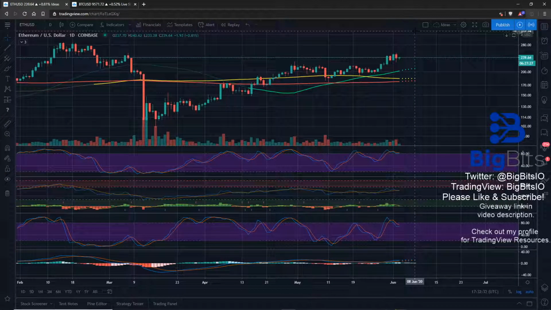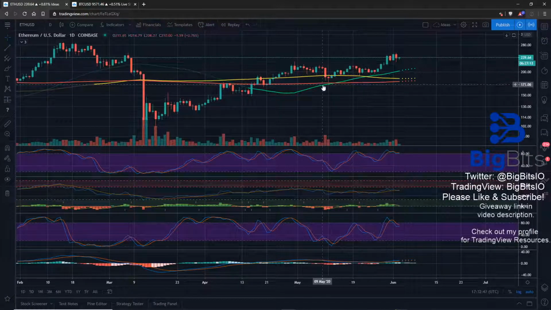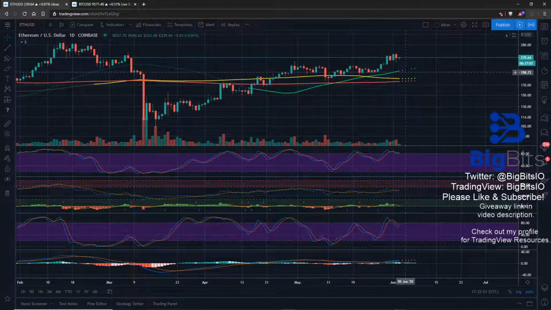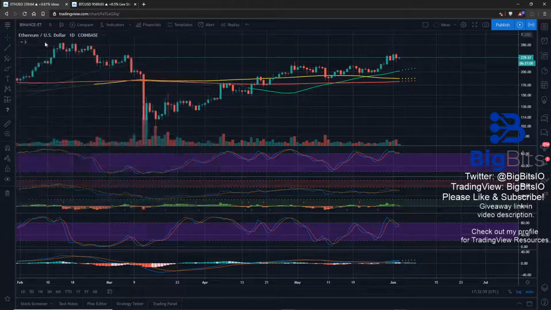But we have not tested the 50-day since it broke above, unless you count these two. But they were both at or above the 200-day, so I'm not really sure that would qualify. So kind of the same thing with Bitcoin, looking for it to come down to the 50, possibly the 100 and 200. Let's look at it versus Bitcoin.